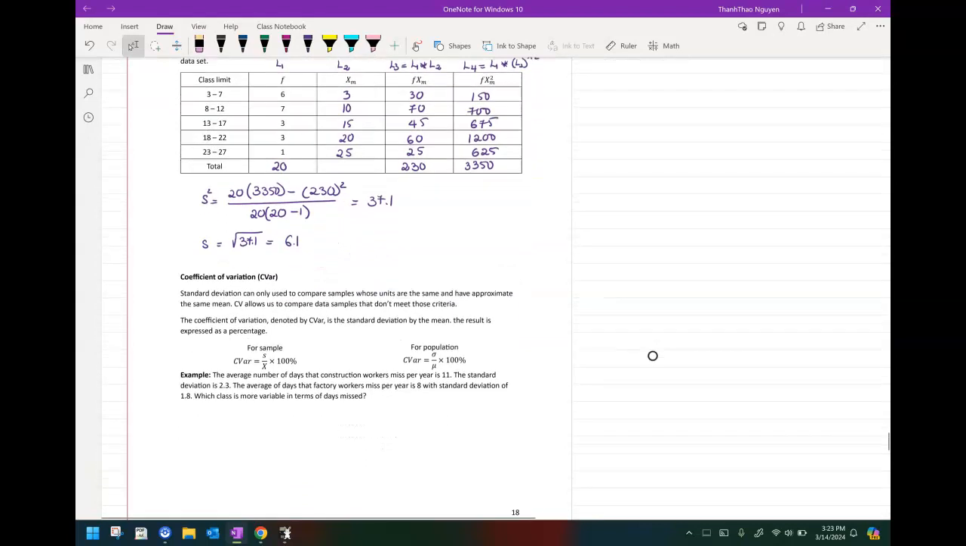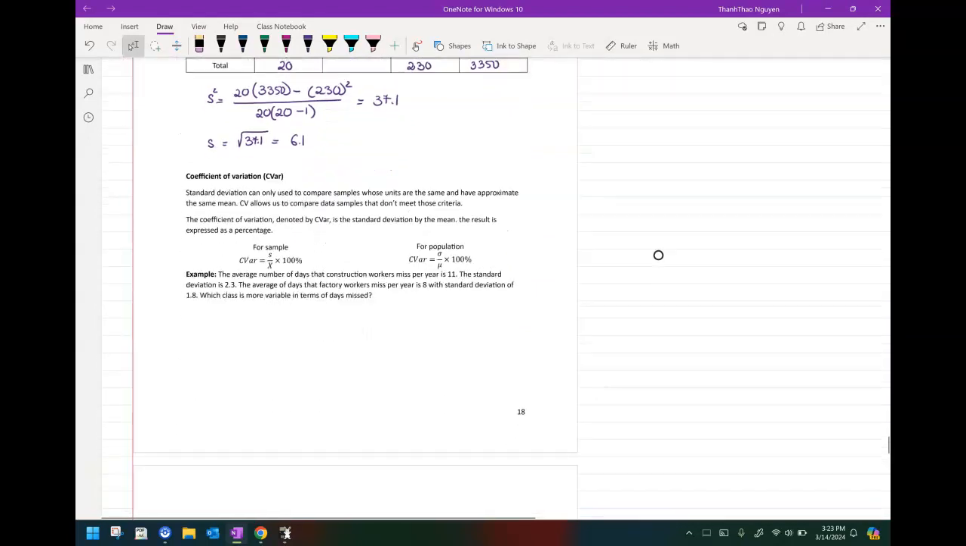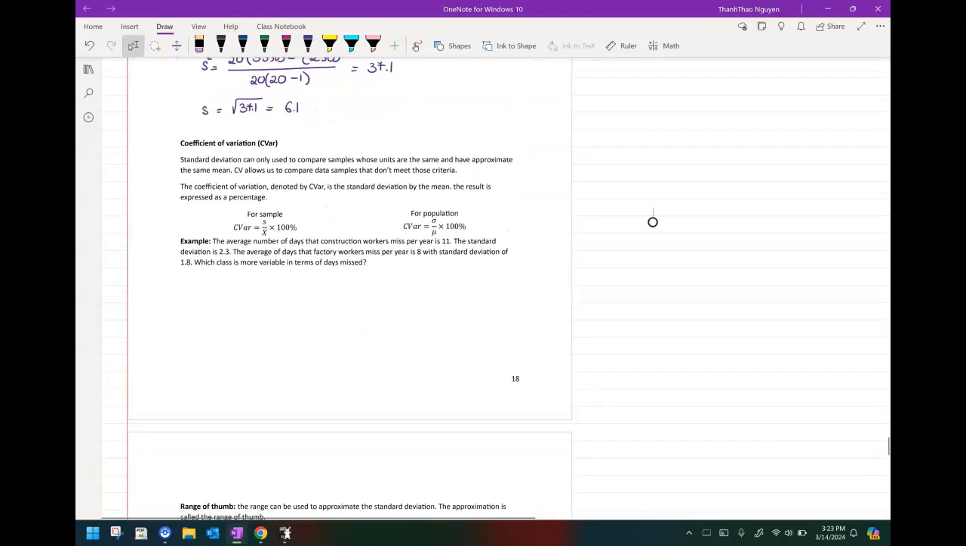Talk about the coefficient of variation. The standard deviation can only be used to compare samples whose units are the same and have approximately the same mean. Say, for example, earlier we compared pen A and B. They have the same mean, but their variation, the standard deviation, is different, so we can compare them.